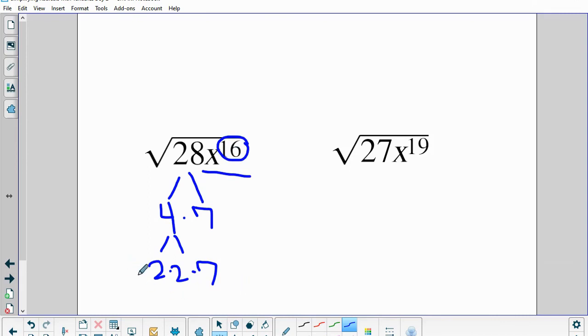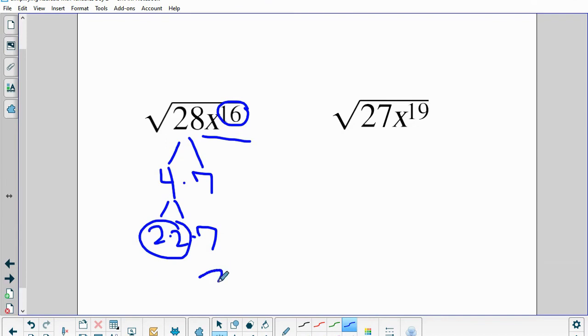and bring it out in front of the radical. So when we get done, we notice we have a pair of 2's. So that's going to give us 2 square roots of 7. And then we have 16 x's. So if I divide 16 in half, I'm going to get x to the 8th power. And that will come out front. Okay, so there's that one.